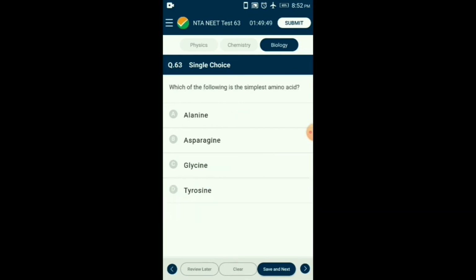Question number 63. Which of the following is the simplest amino acid? Glycine is considered as the simplest amino acid as it has one amino group, one carboxylic group, one hydrogen and another hydrogen in place of R group. It has no subsequent functional group. It is also not an alpha amino acid. So the answer is option C. Glycine.